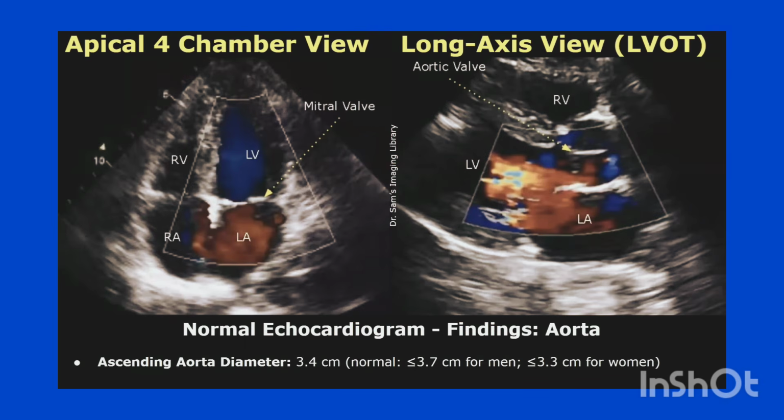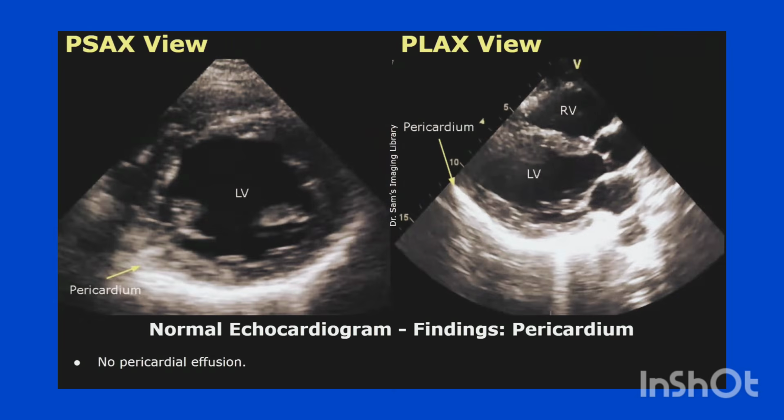Then you have the findings of the aorta. The ascending aorta diameter is 3.4 centimeters, which is normal. Then you can write about the pericardium. In this normal report, there is no pericardial effusion.